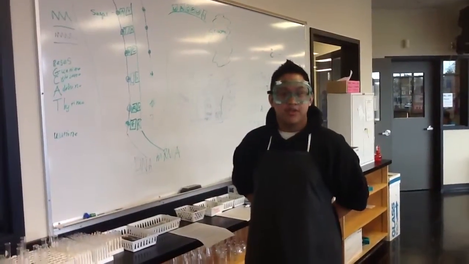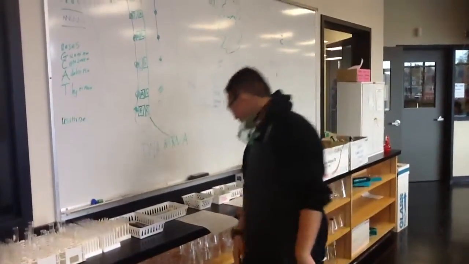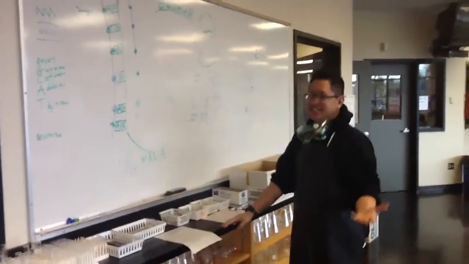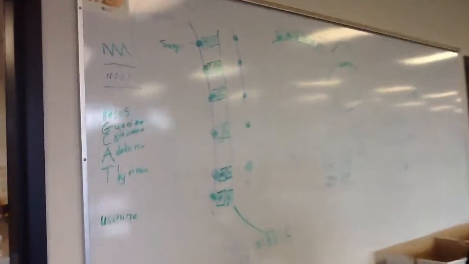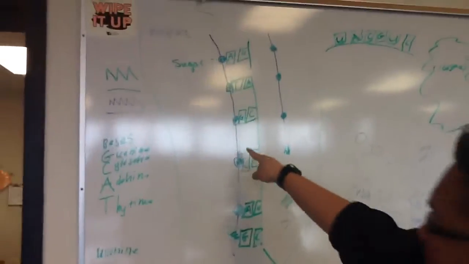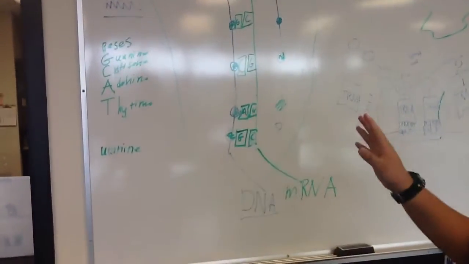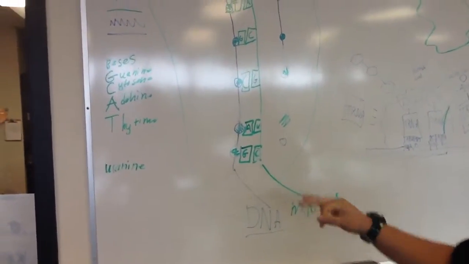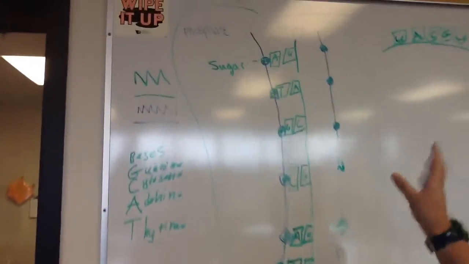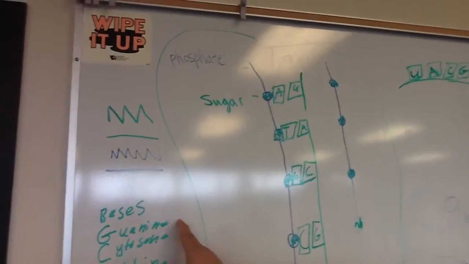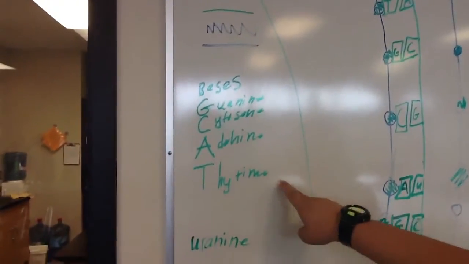Hi there. Today we're going to be learning about protein synthesis. The journey all begins in the nucleus. And within the nucleus we can find the DNA. And within the DNA we can find sugar, phosphate, and bases. And the bases are comprised of guanine, cytosine, adenine, and thymine.